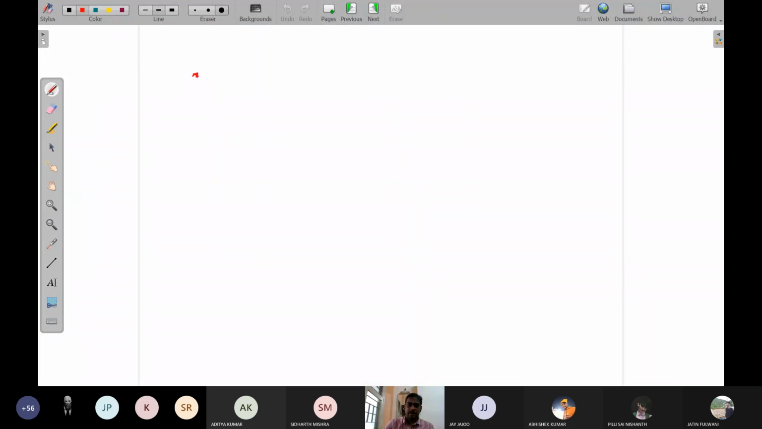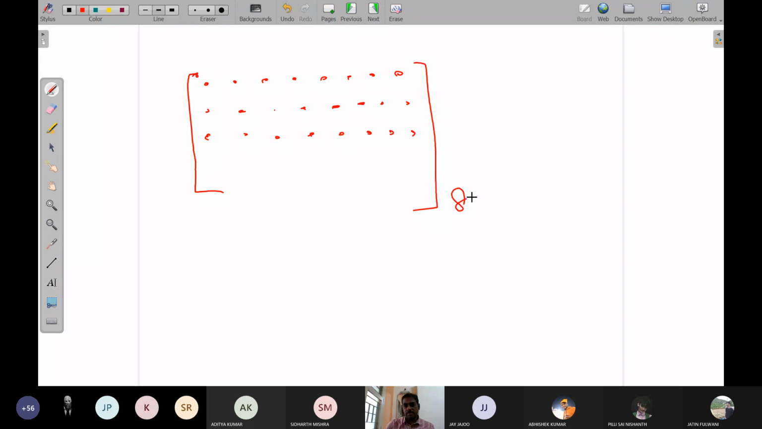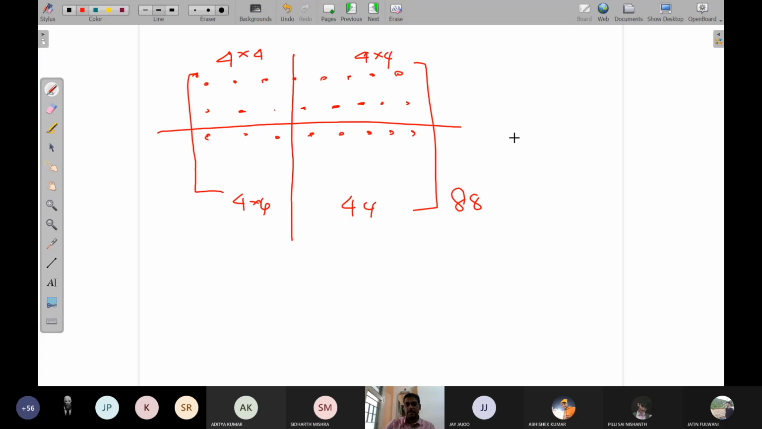Suppose I have a matrix like this, 1, 2, 3, 4, 5, 6, 7, 8. Assume you have a matrix, so this is an 8 by 8 matrix. If you divide it like this, you will get here a 4 by 4 matrix, and here a 4 by 4 matrix, here a 4 by 4 matrix, here a 4 by 4 matrix.